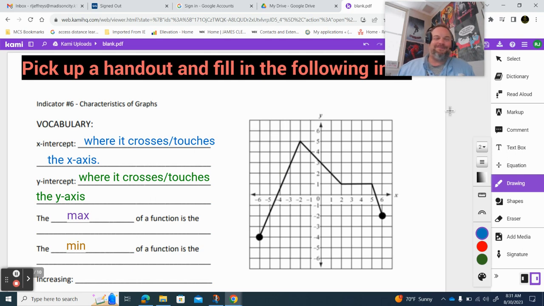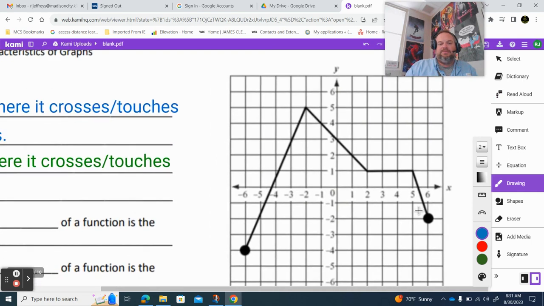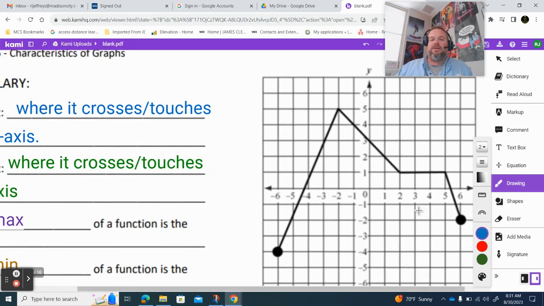Okay, so x intercept, that's where it crosses or touches the x axis. Now, if we look right here, we're not going to say the points because these are kind of hard to do, but these would be our x intercepts. It's color coded.